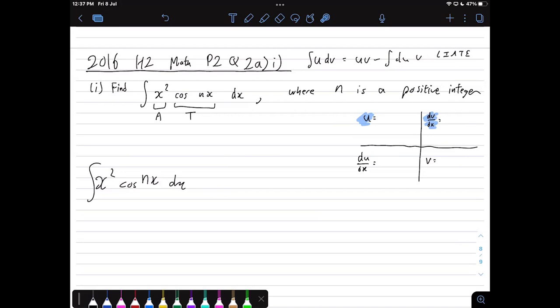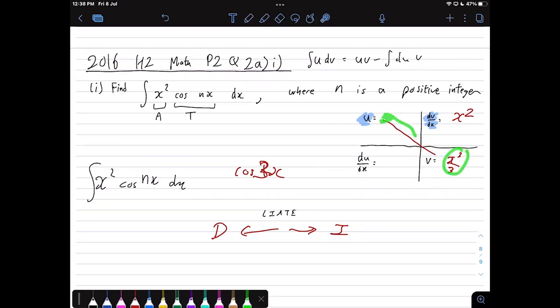Why? Oh no, wrong. Can you integrate the cosine nx? If cosine 1x, can you integrate? If it's cosine 2x, can you integrate? Cosine 3x, the same, no. Very far. Because if you choose x squared to integrate, then the other one is cosine nx. You eventually integrate, you get x cubed over 3, which means that eventually you're going to multiply u by v. You're going to take x cubed multiply by cosine nx. So you just make the problem more difficult.